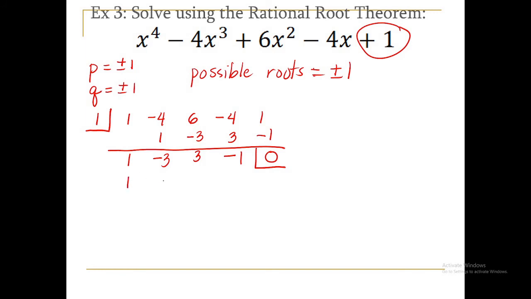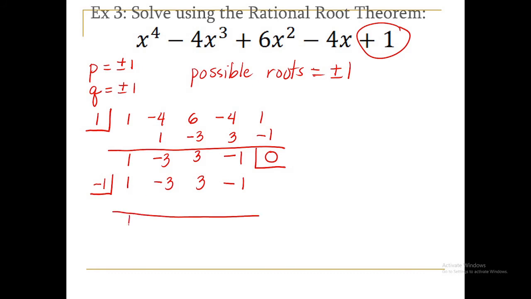1, -3, 3, and -1. Do not use 0 anymore. Those remaining numbers are 1, -3, 3, and -1. Let's use synthetic. Let's continue. And what will be our value for a? Let's try the other number now. We tried +1. Let's try what number? Negative 1. Let's try -1. And let's do synthetic again.